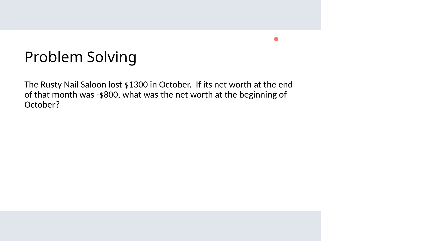They lost $1,300. And the net worth at the end of the month, so after they lost that money, was negative $800. What was their net worth at the beginning? You might set your equation up differently, but at the beginning of the month, they lost $1,300. And then at the end of all that, they were worth negative $800. And so there's our equation we've set up.